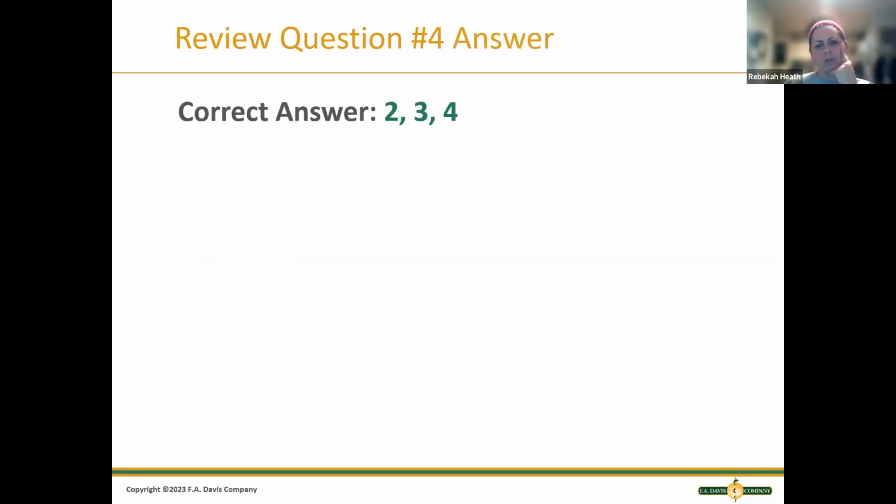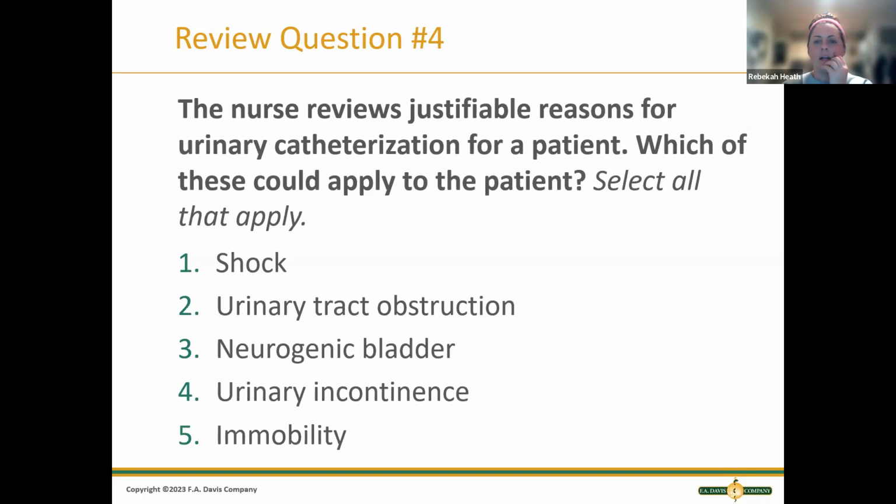Yep. Wait, 2, 3, 4. What? Okay. The PowerPoint said shock, and I stand by it. So I'm just going to stand by it. And then 4, we don't keep a catheter in for urinary incontinence. Okay. This is just miscoded from the publisher. So the correct answers are 1, 2, 3.